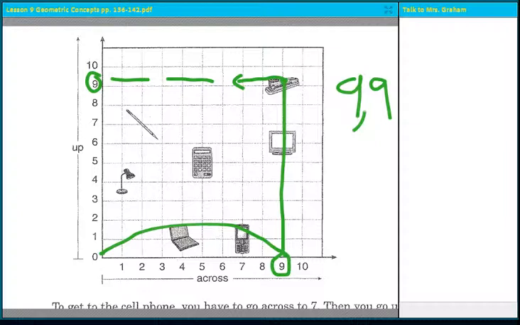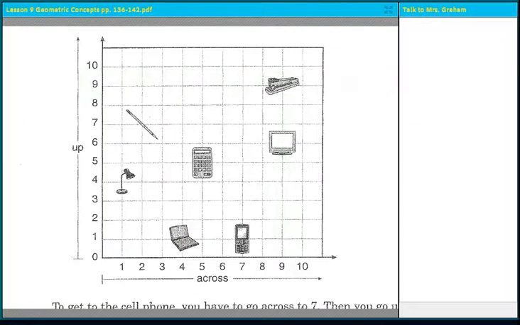Excellent job, everybody. 9, 9. That's where that one is. So anybody could find that by going to 9, 9 there. Excellent. So that one was nice because you could kind of do it either way. But remember, you always should start on the horizon, on the horizontal. Because if you don't, you might go to the wrong place. So always start on the horizon.